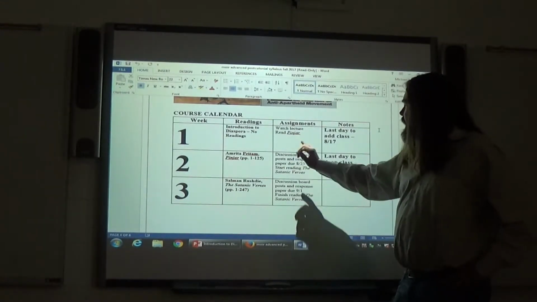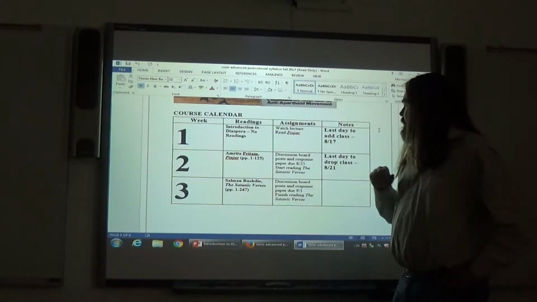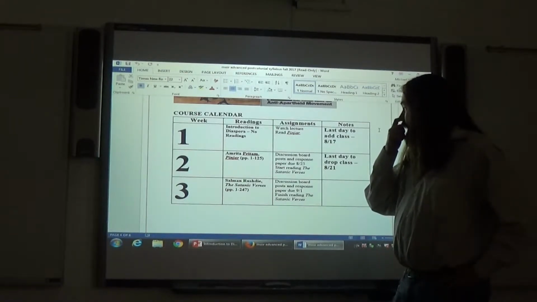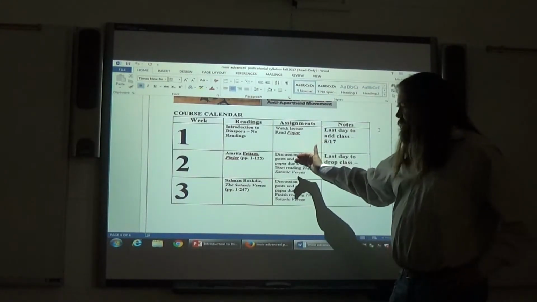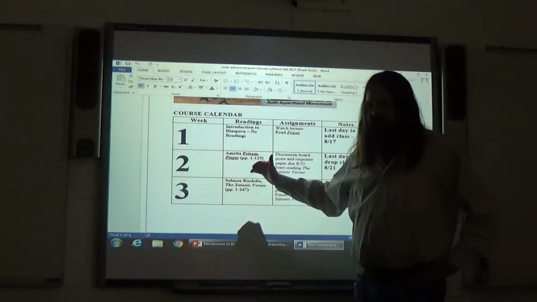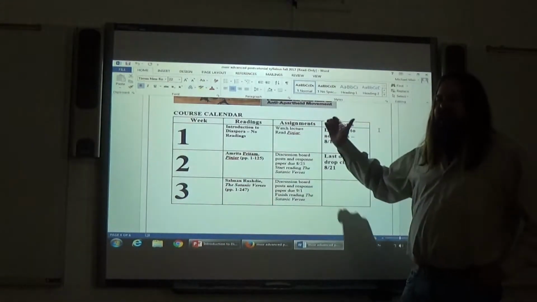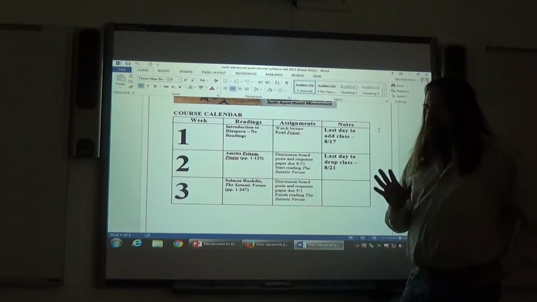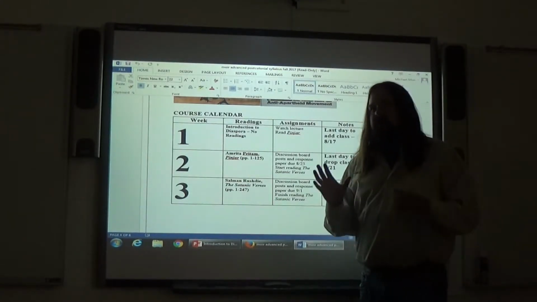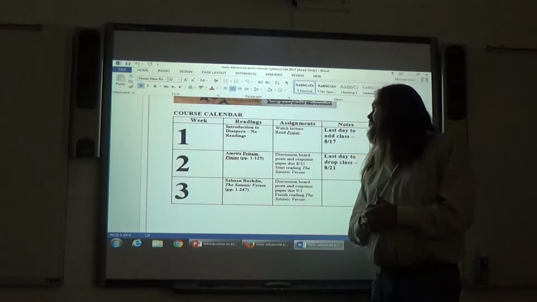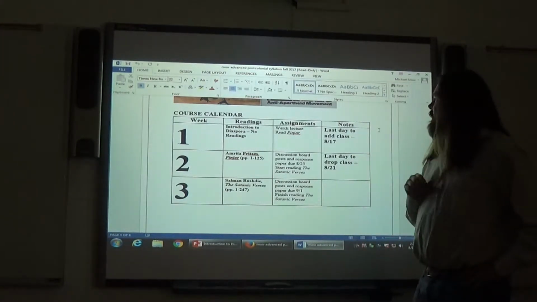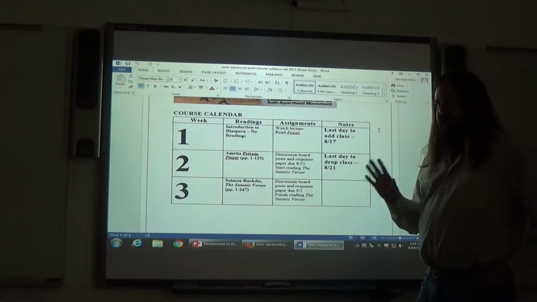By the end of the week, you need to have a discussion board post and a response paper up. And you need to start reading the Satanic Verses, right? So we'll be talking about the first half of the Satanic Verses the following week, and so forth. If you have any questions about how this works or what you're supposed to do, please, please, please come and talk to me.